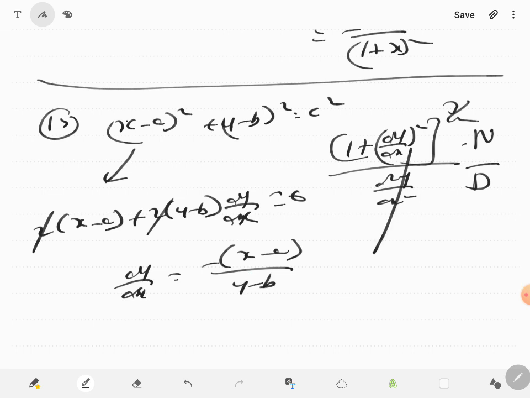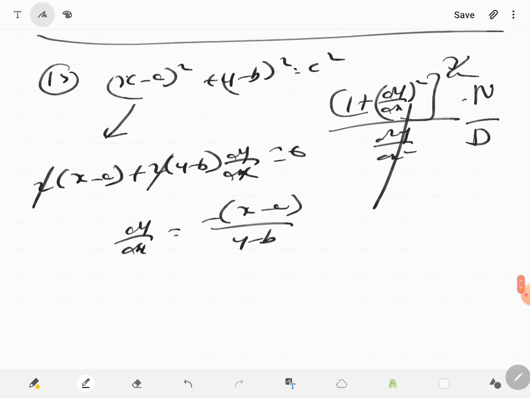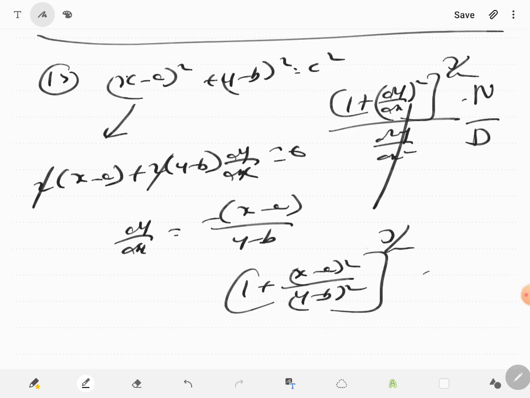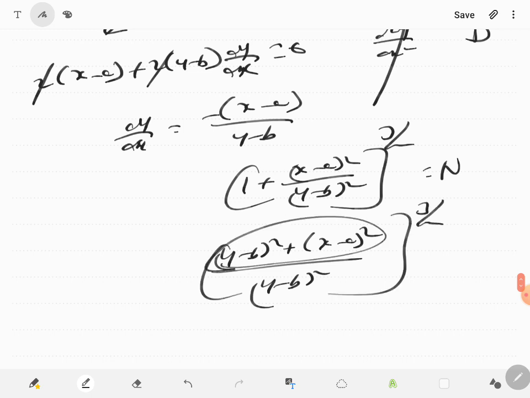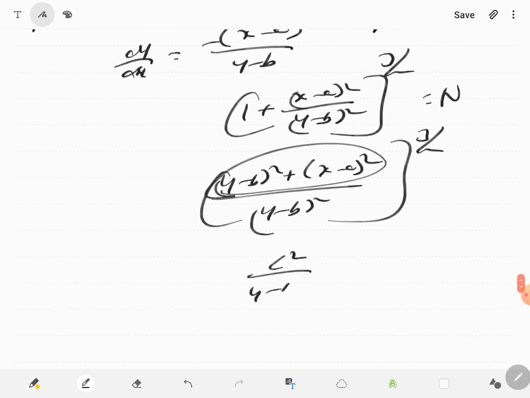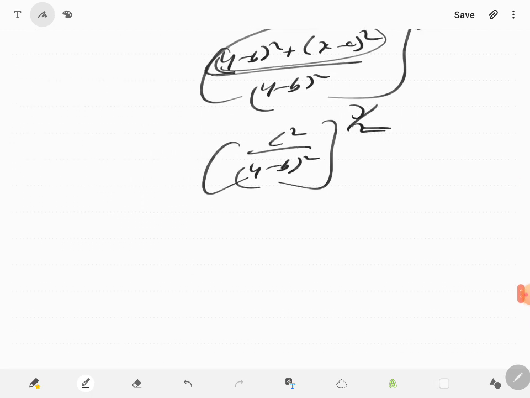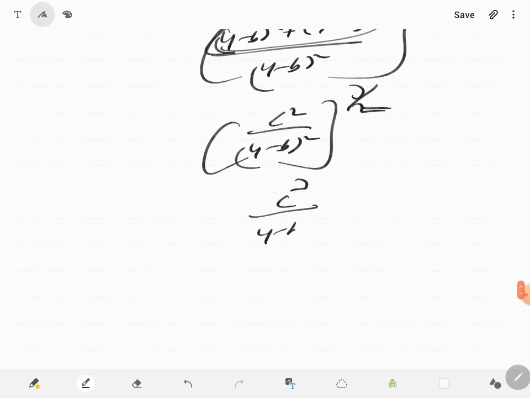You want dy by dx the whole square and solving the numerator. So you get x minus a the whole square plus y minus b the whole square. So you substitute in 1 plus x minus a the whole square by y minus b the whole square, the whole to the power 3 by 2, just to solve the numerator. Take LCM, you get y minus b the whole square plus x minus a the whole square by y minus b the whole square whole to the power 3 by 2, where this is nothing but the question itself, which is c square by y minus b the whole square whole to the power 3 by 2. 2 and 2 get cancelled, it will become c cube by y minus b the whole cube. This is the numerator's answer.